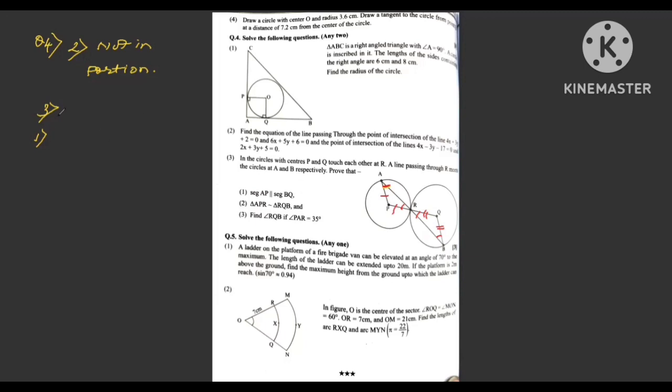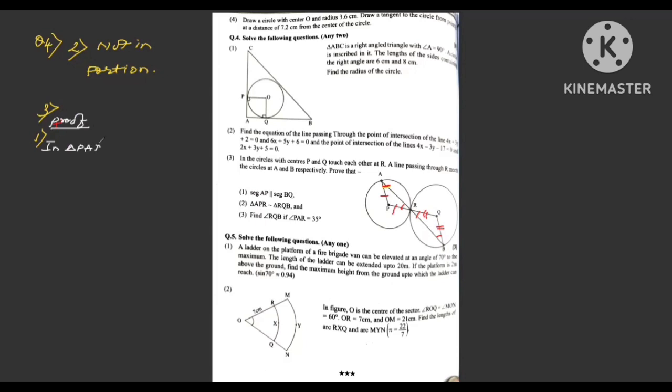So we'll first write this, children. Look at the proof of the first part. Okay, proof. First I'll say, in triangle PAR.